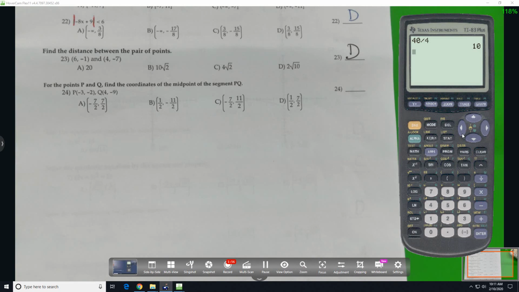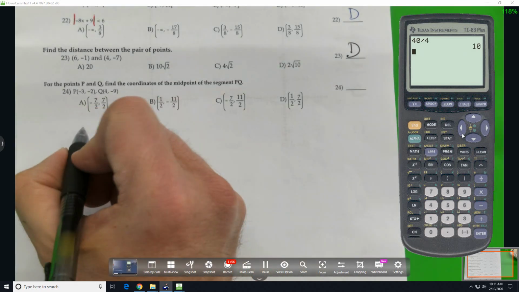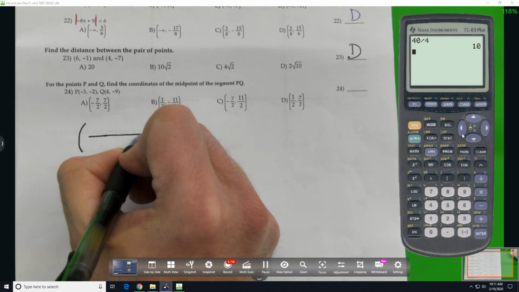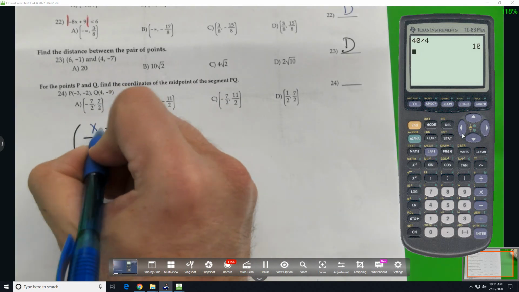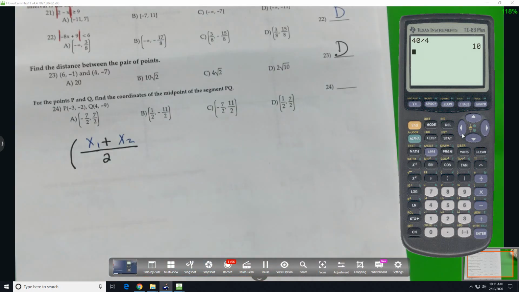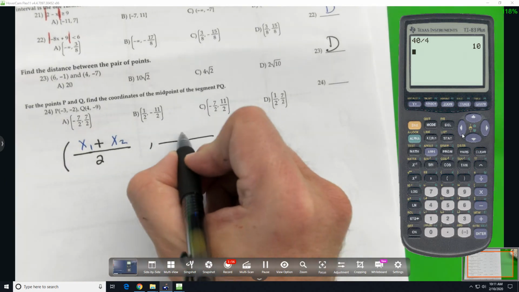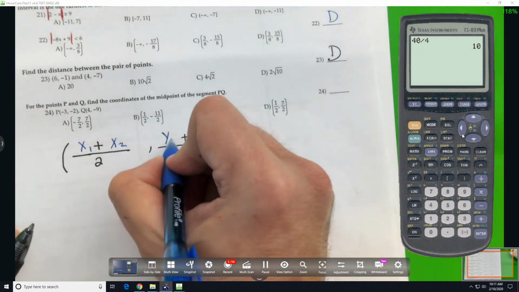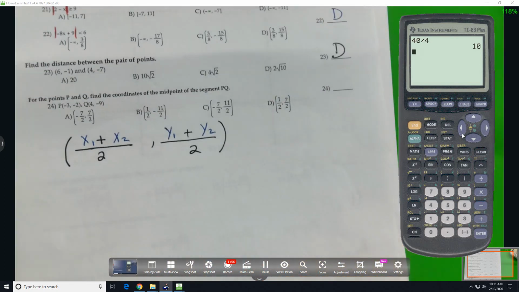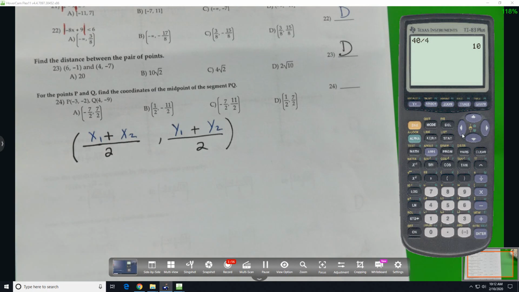Number 24. I think I'll just work right here. Let's find the midpoint. Okay. Let's write the midpoint formula down. Midpoint formula, you're just averaging the x's. Just add the two x's together and divide by 2. Then add the two y's together and divide by 2. I have a feeling that we're going to wind up with fractions in this answer. Add the two x's and divide by 2.